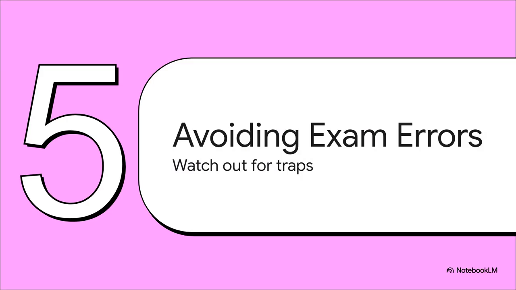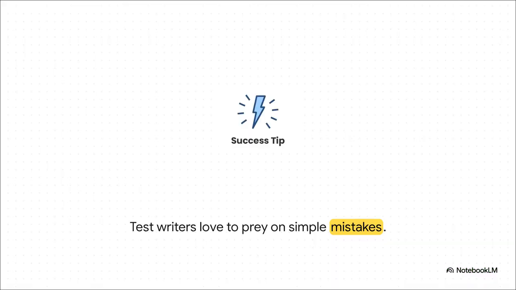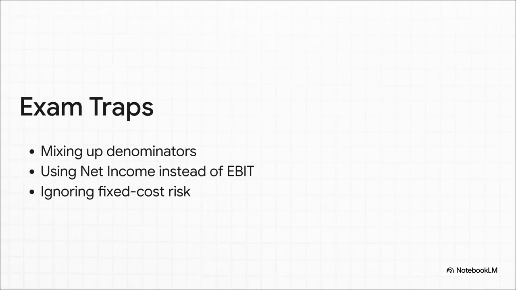Finally, Section 5, avoiding common exam errors. Listen, test writers absolutely love to prey on simple mistakes here. As a candidate, you're going to be expected to calculate and interpret these perfectly well under pressure. So let's prep for those trick questions right now and see how to separate the masters from the novices. First off, do not confuse the debt ratio with debt to equity. You've got to keep those denominators straight. The debt ratio uses total assets on the bottom, while debt to equity uses total equity. Mixing those two up is literally the most common error.